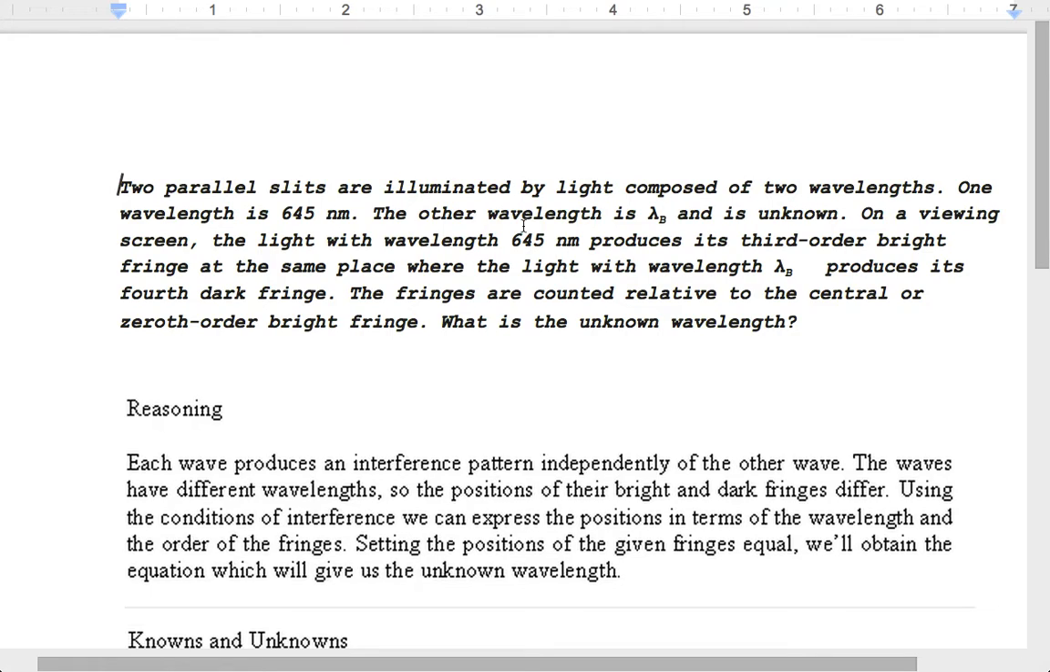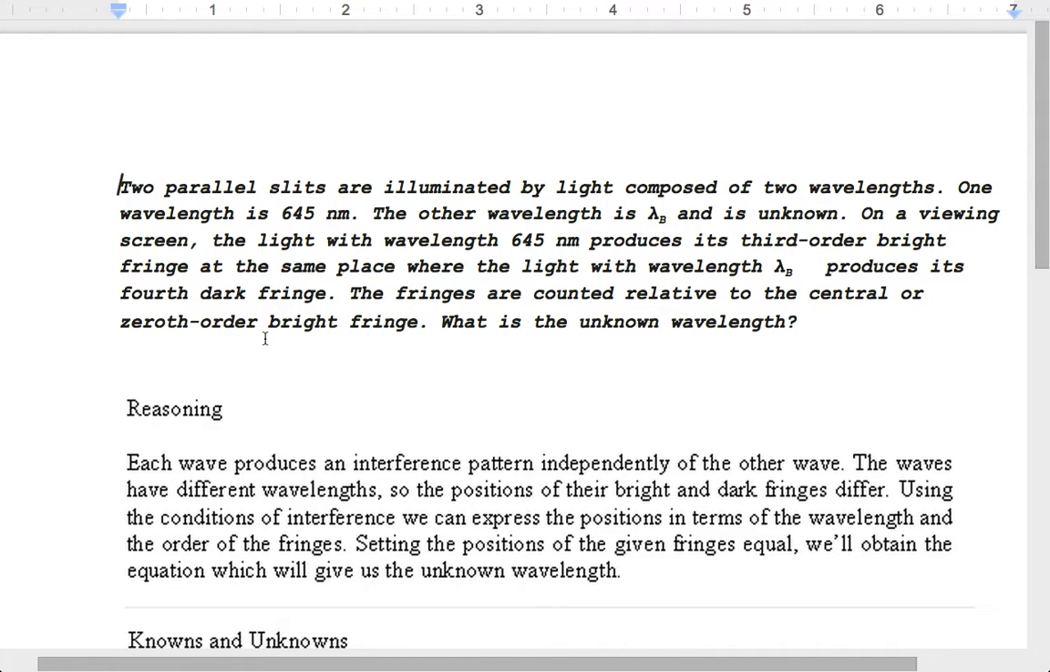On a viewing screen, the light with wavelength 645 nanometers produces its third order bright fringe at the same place where the light with wavelength lambda b produces its fourth dark fringe. The fringes are counted relative to the central or zeroth order bright fringe. What is the unknown wavelength?